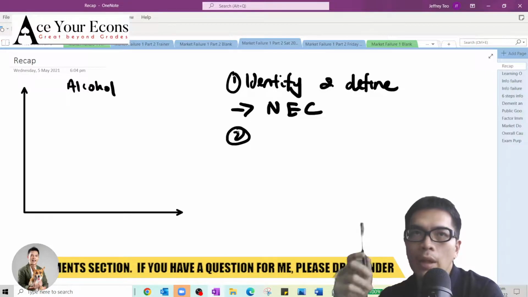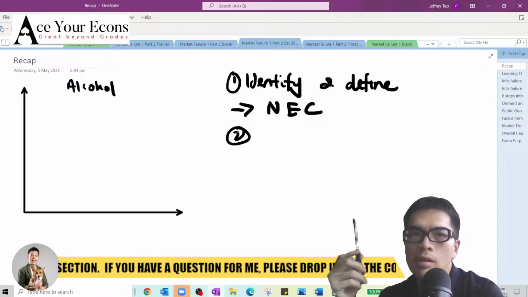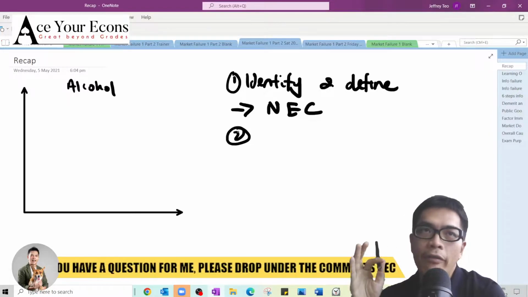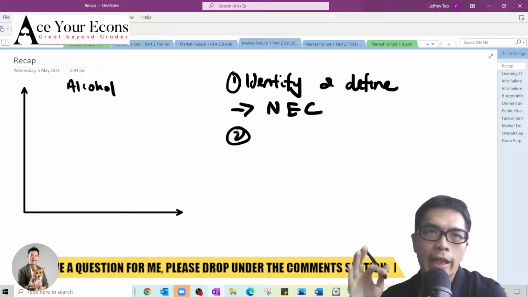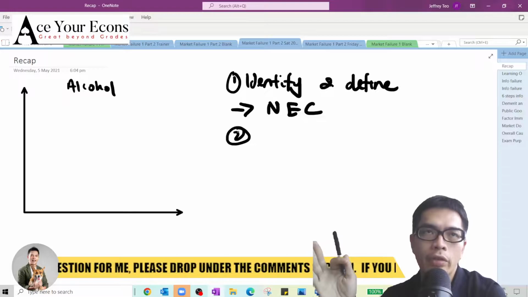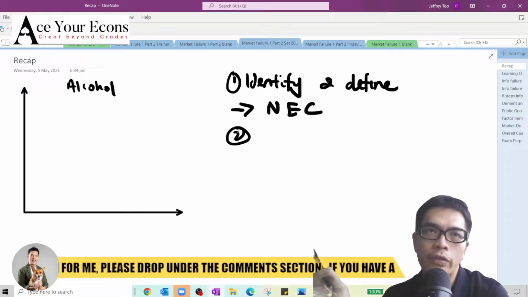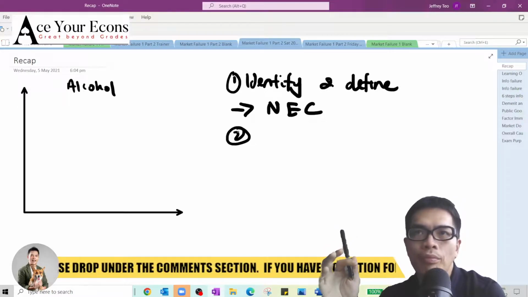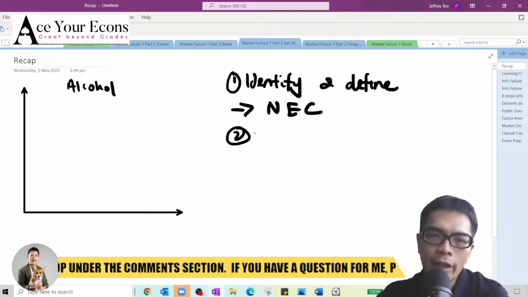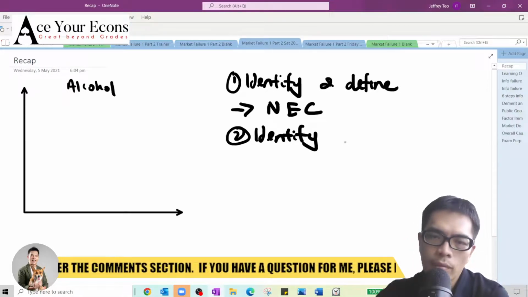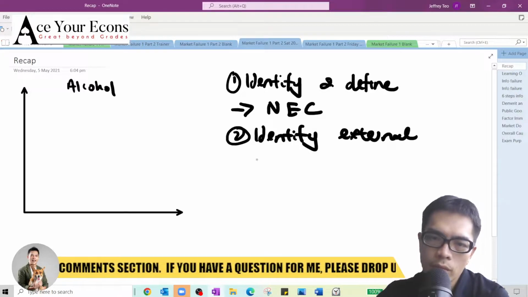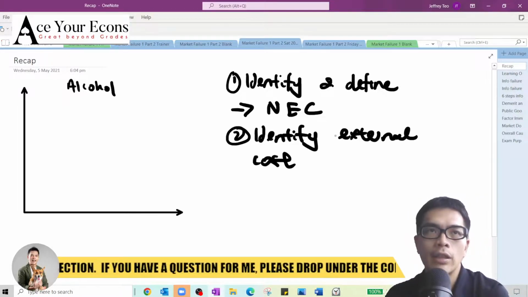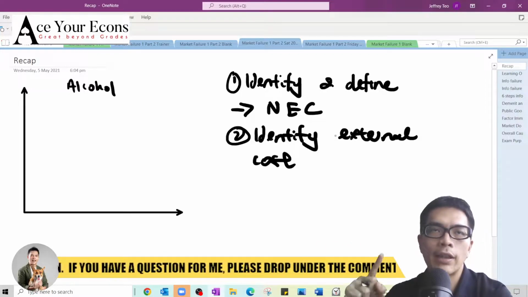Good, Kek Ming, good. Who else? You realize that I am very slow down here, because we need the externality framework later on for info failure. If we can't even get this right, we cannot get the info failure framework right. Who else? What is step 2? We need to identify what is the external cost, right? Or external benefit. In this case, the consumption of alcohol is going to have an external cost to others. So remember, it is a third-party cost to others.